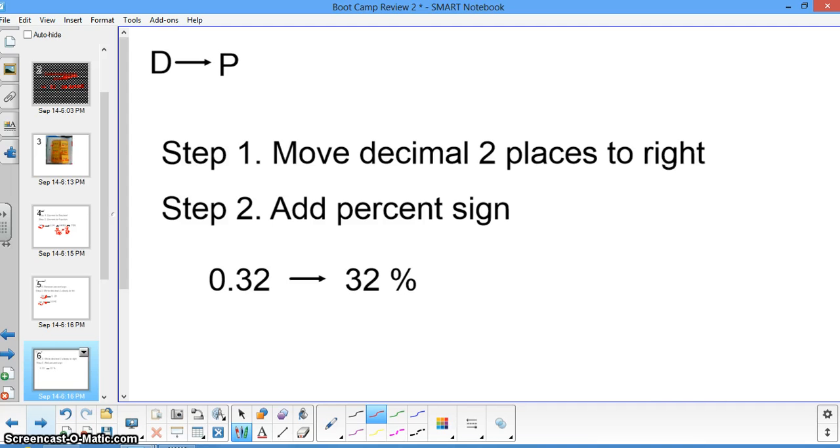Going from a decimal to a percent, is this the opposite? Move the decimal 2 places to the right this time instead of the left. So here, decimal 0.32, we want to make it a percent. Move the decimal 2 places to the right, and then add the percent sign. So decimal 0.75, move to the right, and add your percent.